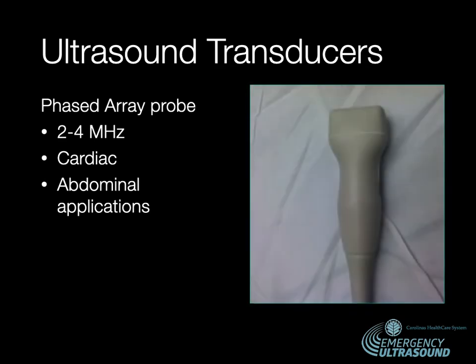And then finally, you have the phased array probe. So this is a lower frequency probe, 2 to 4 megahertz, and it's a sector probe that gives a pie-shaped image. The footprint of it is a little square that fits easily between ribs, which is why we use it for our cardiac applications. It can also be used for abdominal applications.